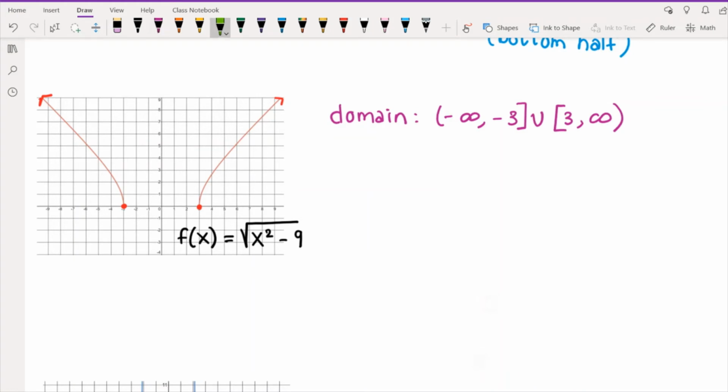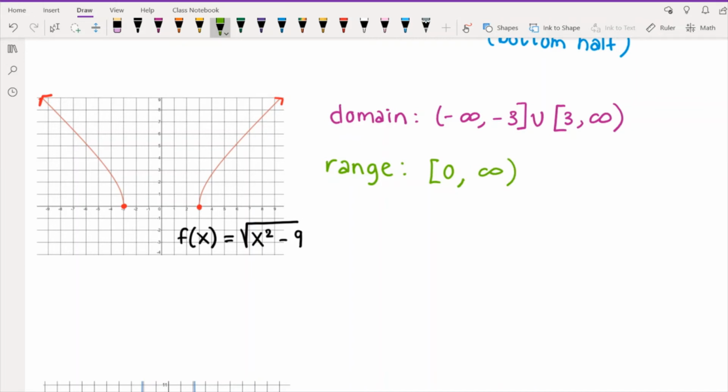Okay, so next up we have the range. And so the range in this case starts at 0, right? That's the smallest y value that's included, and it is in fact included in the graph. And then it just keeps going up and up and up. And so the range goes all the way up towards infinity.